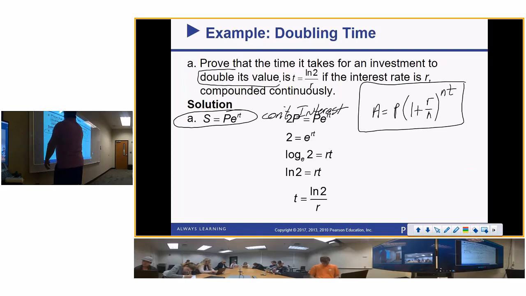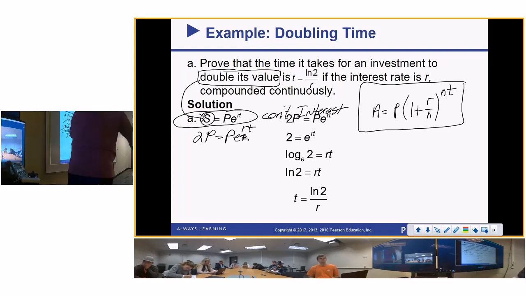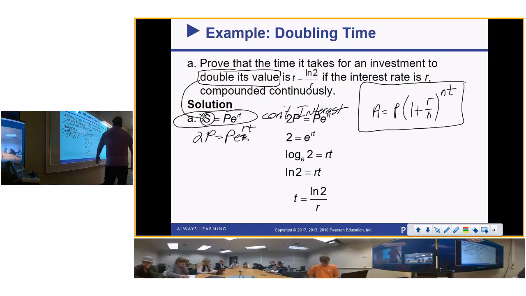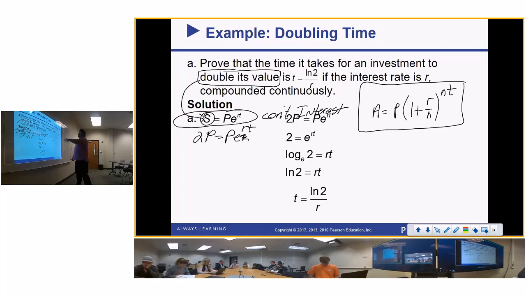Double its value. So you're going to change this S to a 2P, equal to P e to the rt, and you're going to solve it. But I really don't care about this. But make sure you know how to use those two formulas of plug and chug. This is the one on the right, compound interest.